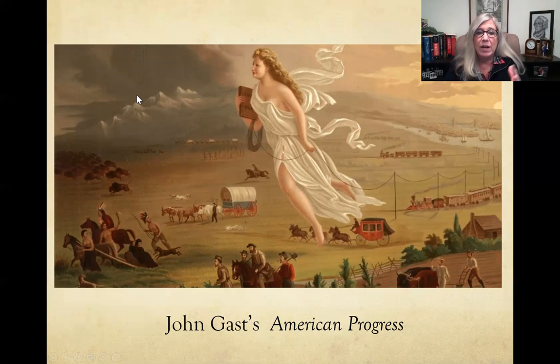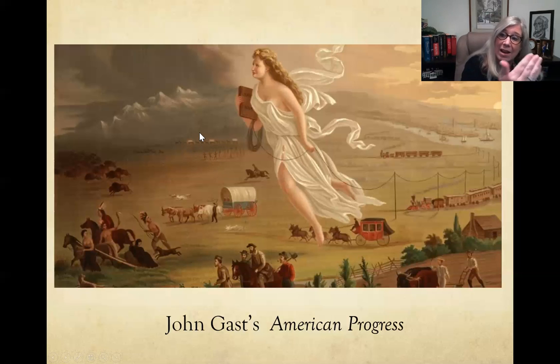And then as they get farther out here, ahead of Lady Liberty, it's really dark and cloudy. And it's very primitive. You've got the buffalo roaming free. You've got the natives that are running away. You've got the tribal dances that are here. And you've got the covered wagons that are headed out on the Oregon Trail.